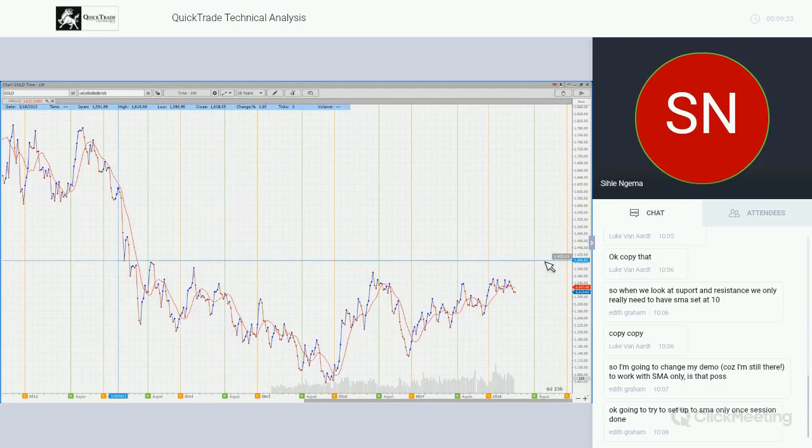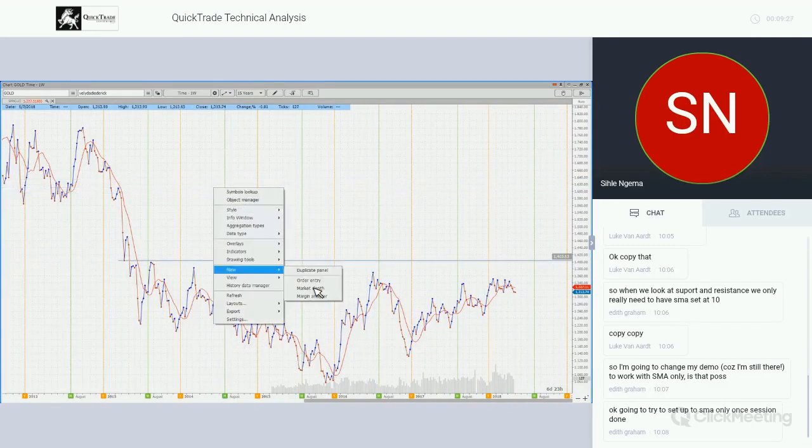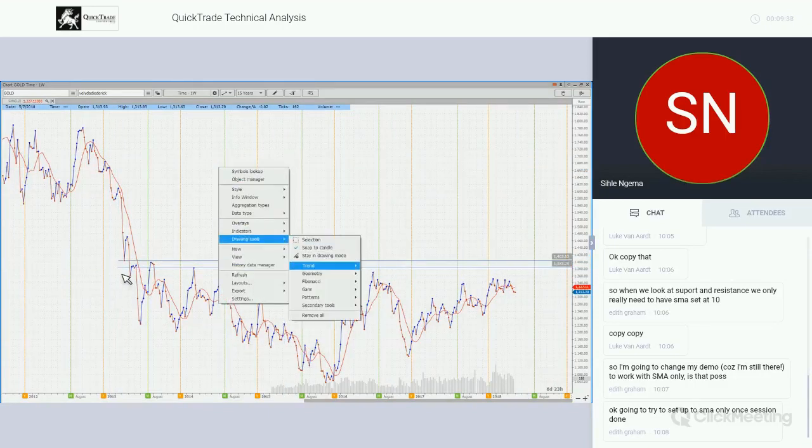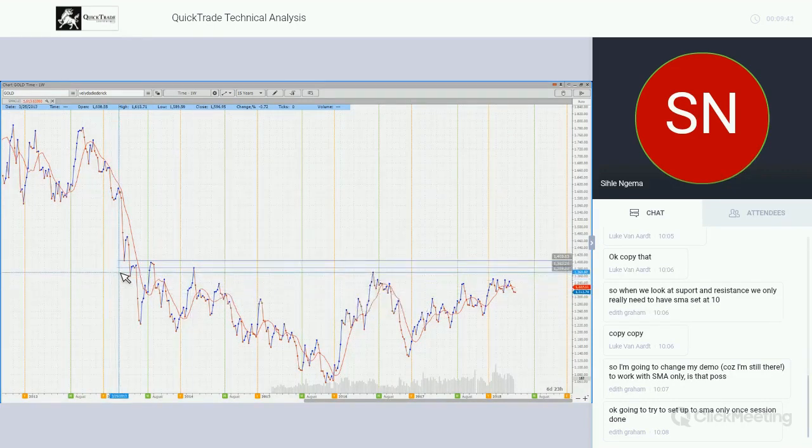We're going to have our line there around 1403. That's our main major resistance that we have currently. We'll draw another line here at 1382. That's our resistance also. And we'll have another line around 1369 or 1370.